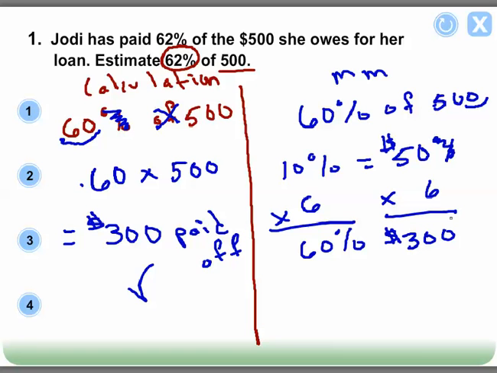Now the goal for some of you is going to be able to do this without writing anything down. So you would say 10% of 500 is 50. 6 of those 50s would be 300, and hopefully eventually we'll be able to go from here to here without ever having a paper and pencil meet. That would be nice. Alright, let's look at one more and then I'll let you guys work.